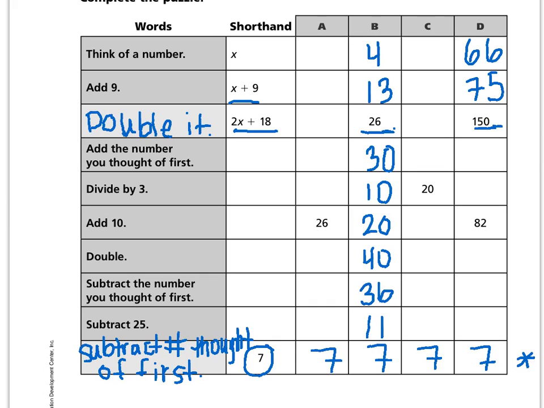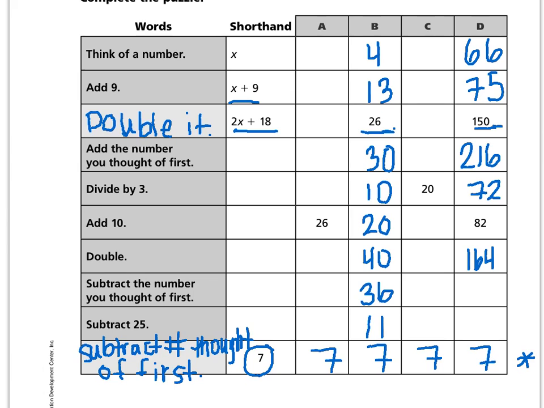Now let's go back down to 150 and start working forward again. So 150, add the number you thought of first. So 150 plus 66, that's going to equal 216. I then am going to divide 216 by 3. And you might need to work this out on the back so you have some work, but that's going to equal 72. You're then going to add 10, which equals 82. You double that, and I know that 80 plus 80 is 160, so 82 plus 82 is 164.